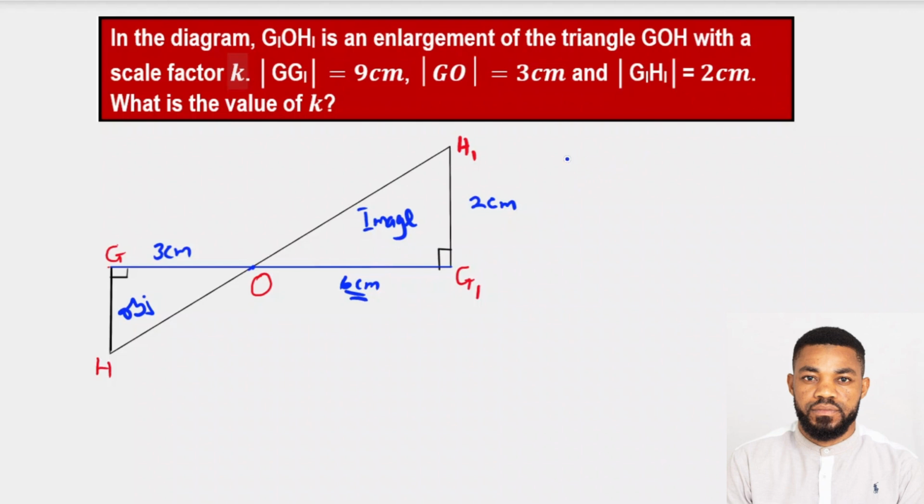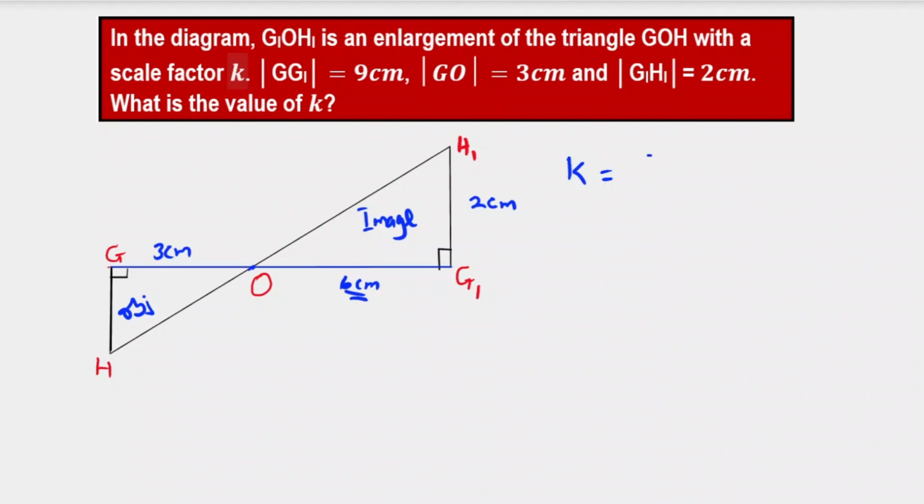Now we know that the scale factor K is equal to length of image over corresponding length of object. So which side am I going to use here right now? The best sides to use are G1O and that of GO. So I'm going to use G1O.